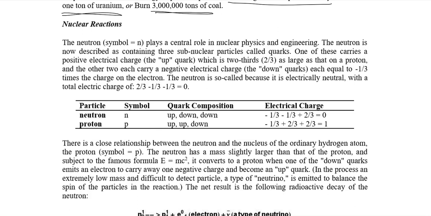The neutron, which has a neutral electrical charge, is comprised of two down quarks and one up quark, while the proton, which has a positive one charge, is comprised of two up quarks and one down quark.